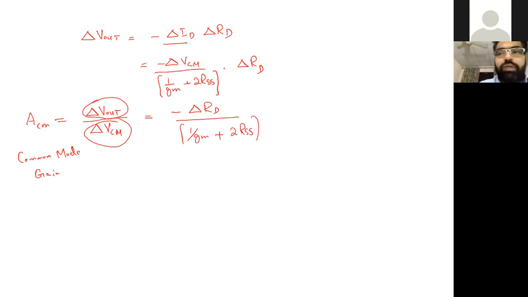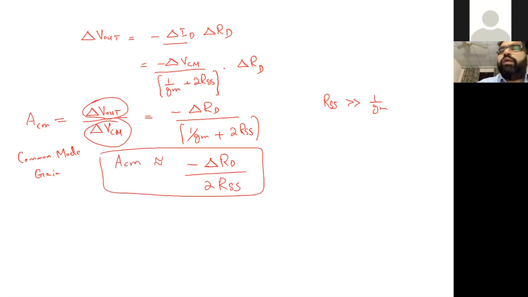Okay, so it's again a common mode gain. And also we can write, since they are adding together, if RSS is bigger than 1 over GM, then the approximate relation can be minus delta RD divided by 2 RSS. Okay, that's also an approximate expression for common mode gain. We can also do something similar using another expression in just a couple of moments. But at this moment, I would like all of you to make sure you absorb this. It's simple, but this is known as common mode value or common mode gain.